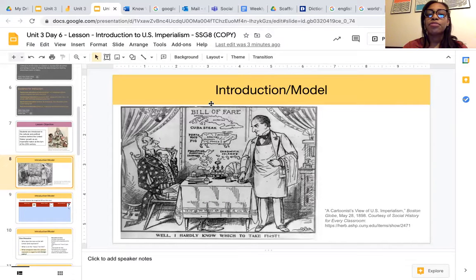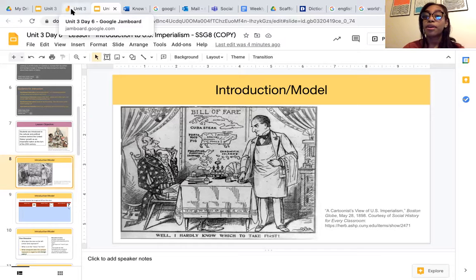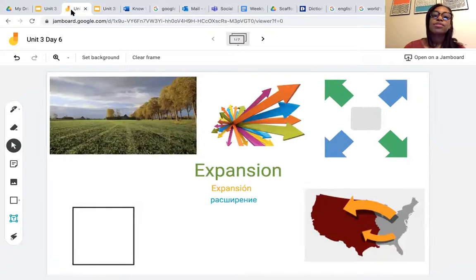But before we get to this political cartoon, we need to unpack the terms that are going to be important for this lesson. And those terms are going to be, one of them is expansion, right? This word expansion. And here you have in your home languages, you have Spanish and Russian. And when you look at these images, what do you see? What do you think? Please use a sticky note. You can write it in English, what you think it means. You can write it in your home language, or you can provide us with a visual. What do you think expansion means?